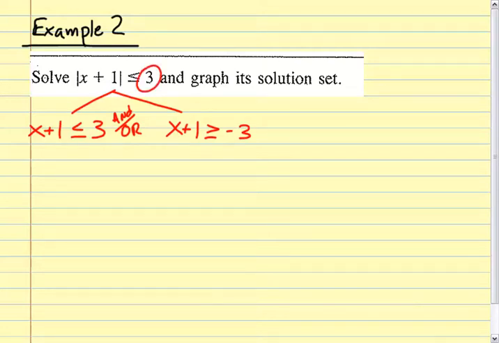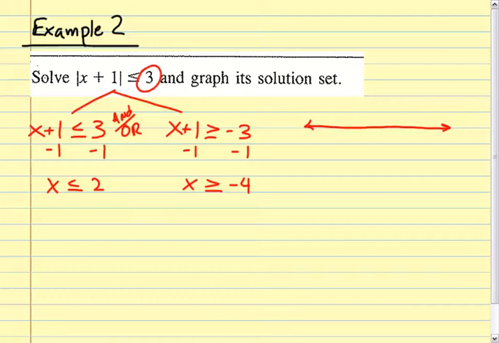Now let's solve it. I subtract 1 from both sides, and I get that x is less than or equal to 2. And over here, I subtract 1 from both sides, and I get that x is greater than or equal to negative 4. Now let's see what the graph looks like. My two critical numbers are negative 4 and positive 2. I put circles around each of them, and since it says equal to, I can color them both in. And it says that x is greater than negative 4 and less than 2.